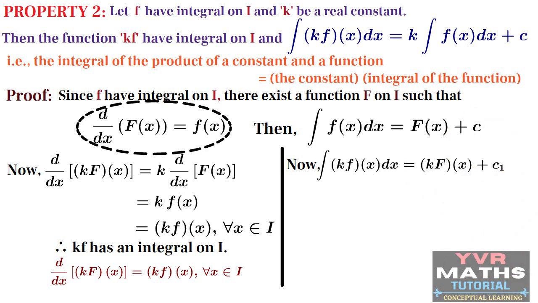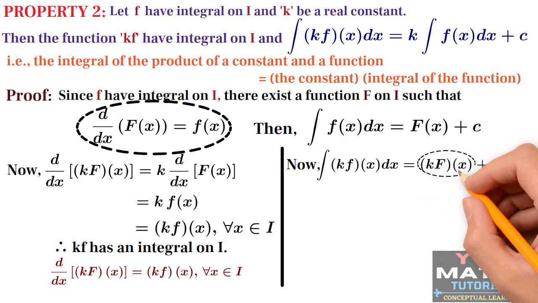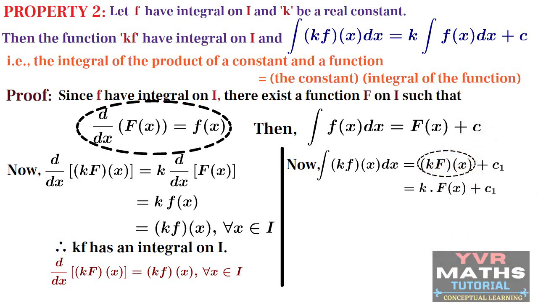Integral k small f of x with respect to x is equal to k capital F of x plus c1. Why here c1? Already I used small c, that's why I am using another constant c1. From the algebraic properties, this can be written as k into F of x plus c1. Here I am going to add and subtract some constant kc. So the next step is k into capital F of x plus kc minus kc plus c1 as it is.